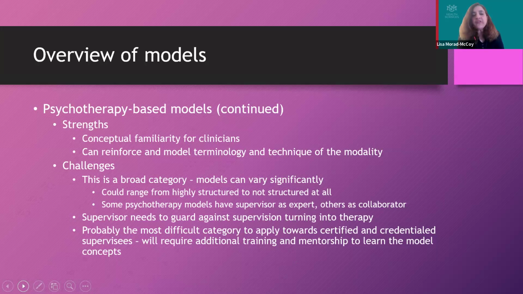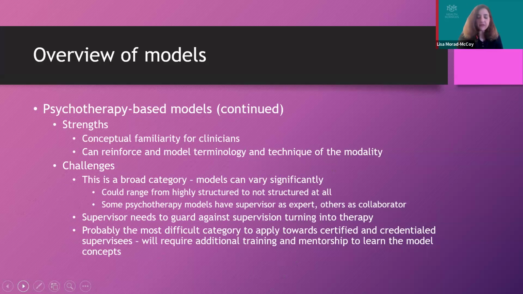And it's also difficult to use psychotherapy-based models with certified and credentialed professionals. So certified and credentialed professionals are peers, CSWs, CPSWs, all of the certifications that you can get in behavioral health. And more in New Mexico, we're seeing more and more certified and credentialed professionals in our agencies, which is a wonderful thing. It's great to have certified and credentialed professionals.